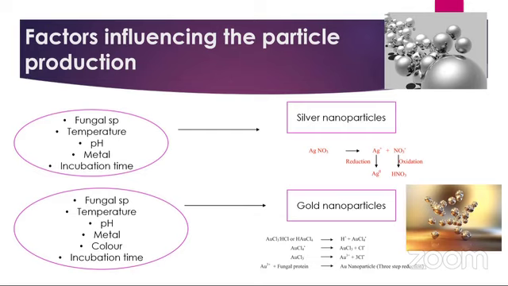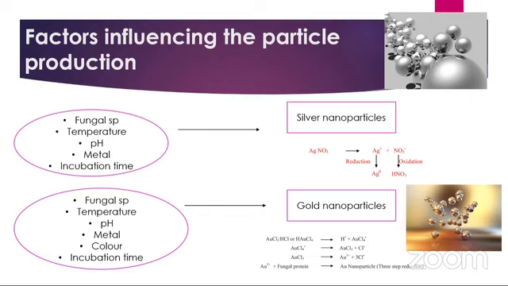Whereas for gold nanoparticles, apart from factors like fungal species, temperature, pH, metal, and incubation time, color is also a factor for assessment, so we have different colors showing different sizes. For example, the biosynthesis of gold nanoparticles from fungi has been reviewed only recently; it is not as old as silver nanoparticle research. They are resistant to oxidation and disperse very nicely. And the color always corresponds to the particle size, as I mentioned earlier.